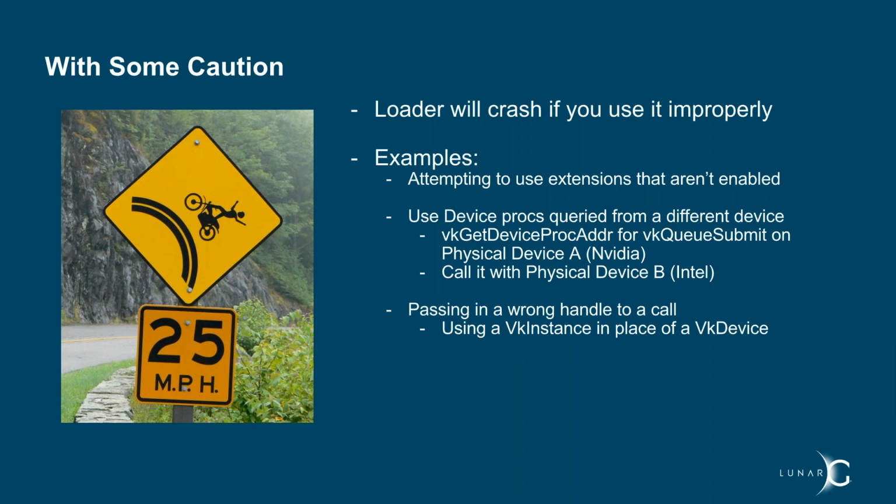Examples include using an extension you haven't enabled. If you query a device command, which we'll cover in a little bit, from a certain device, let's say NVIDIA, but you attempt to use it on a separate device, that will crash too. Additionally, if you pass in a Vulkan instance in place of a Vulkan device or vice versa, that can cause a crash. So you have to make sure you're careful.